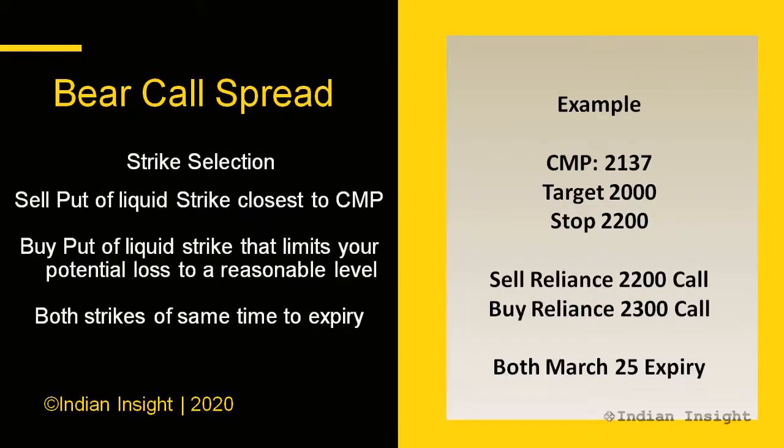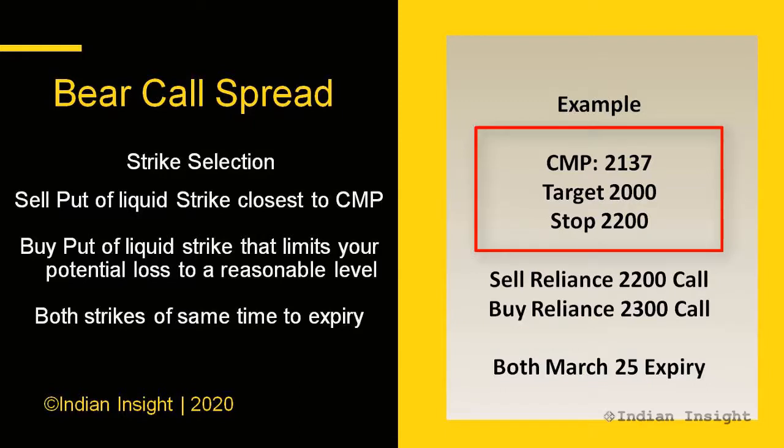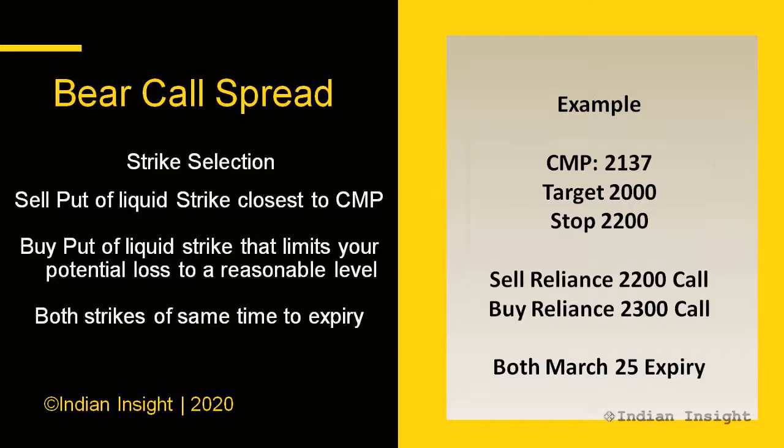Now let's look at how we select the strike price for a bear call strategy. Let's say here your outlook for Reliance is that you expect it to move to the target price of 2000 and you decide that your stop loss will be around 2200. Now in order to create a bear call spread, you will sell the call option with the strike closest to your stop loss price. So you can sell the 2200 strike call. You need to make sure that the liquidity is available for this strike price.